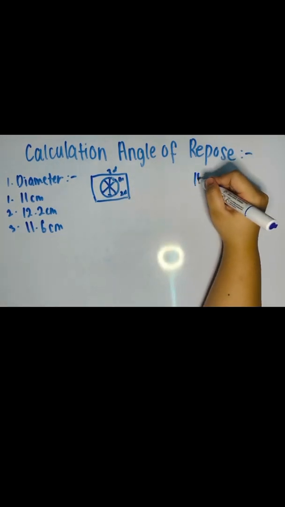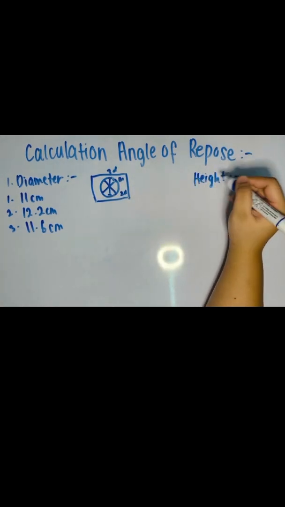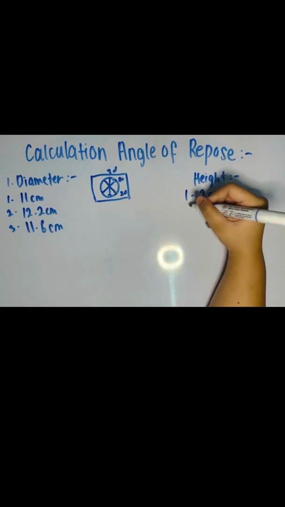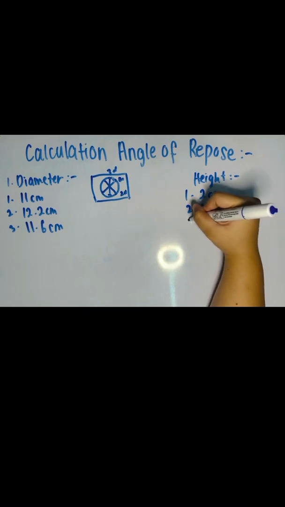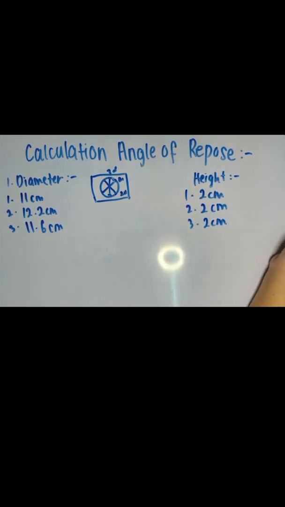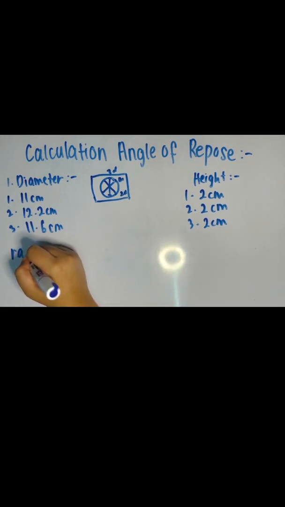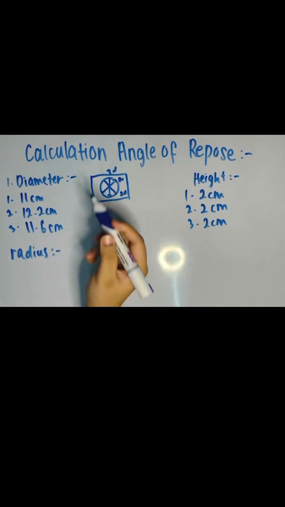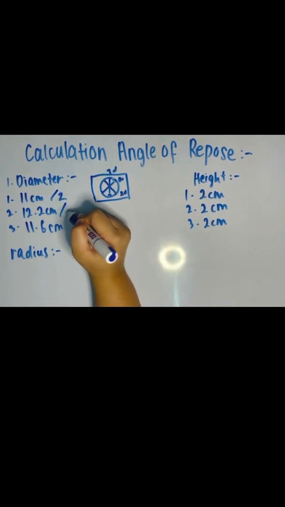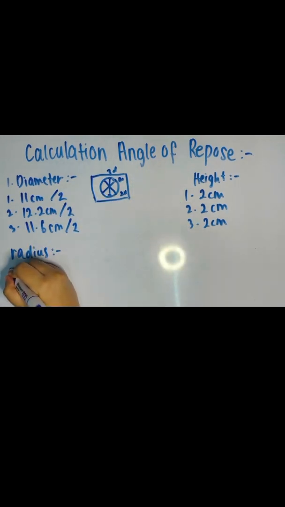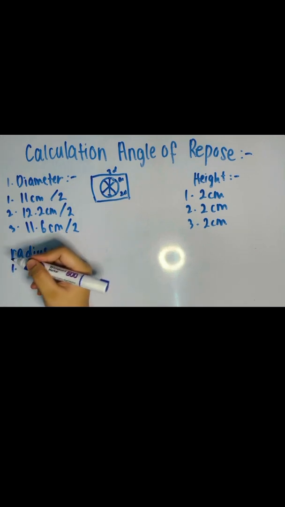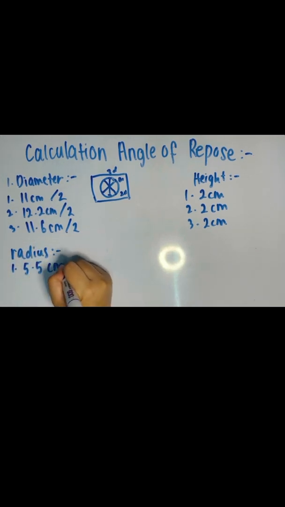Meanwhile, for the height of the cone, we have 2 cm for each. If we base on the formula, we need to find the radius. So in order to find the radius, the data of the diameter we need to divide by 2. So we will have, for the first radius, 5.5 cm, second radius is 6.1 cm, and third radius is 5.8 cm.